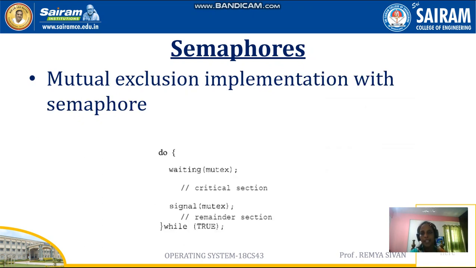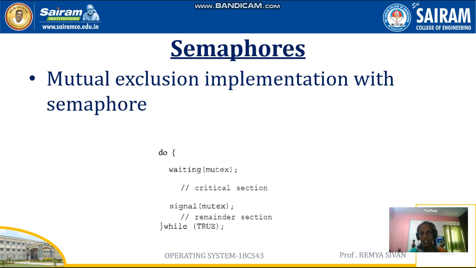Mutual exclusion implementation with the semaphore. See, in the previous video I told you that to enter the critical section, a process has to pass the entry section. After the critical section they have to go through the exit section. Here the entry section is wait and the exit section is signal. Wait, we know, is asking for the resources. If you have resources, give it. Otherwise the process has to wait.